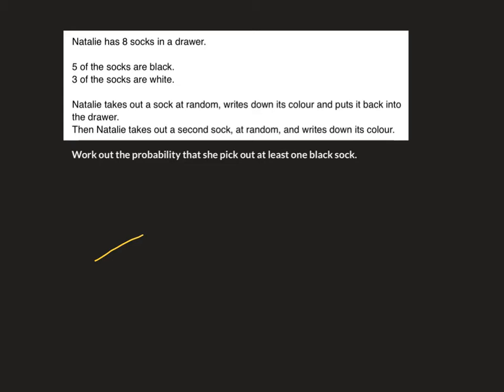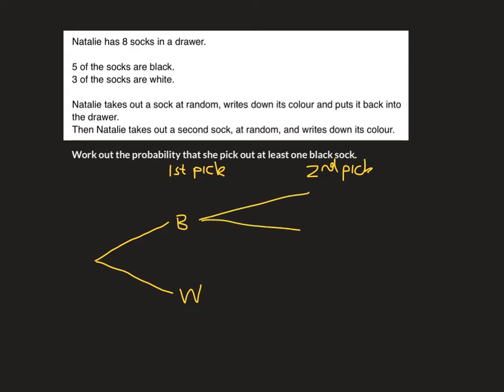So we've got two things happening. This is her first pick, and that first pick is either black or it's white. Then she's going to do a second pick. If she's picked a black the first time, she can still pick a black or a white for the second one. Similarly, if she picks white first, I've still got 2 options for the second one. It's either going to be black or white.